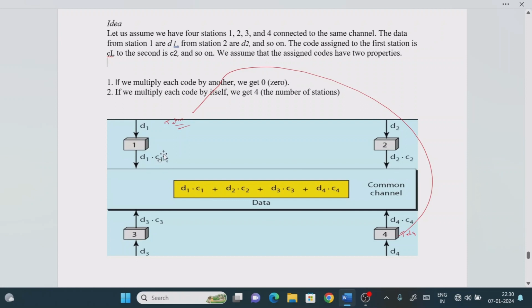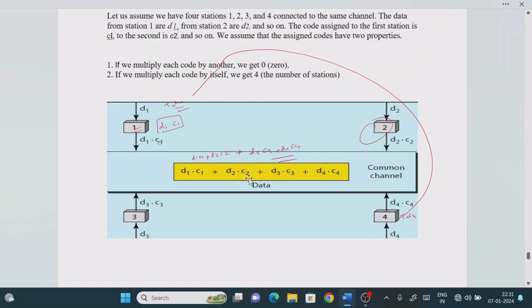Remember that this code is a unique code which cannot be given to any other system. The second code is C2 along with the data, then C3, C4, something like this. Now if station 1 wants to send data, it cannot send data alone. Along with the data it has to send the code also. It is using the same channel, so for the first station the data is D1 and the code is C1, and it is sending the data. At the same time station 2 has data D2 into code C2, then D3, C3, D4, C4.